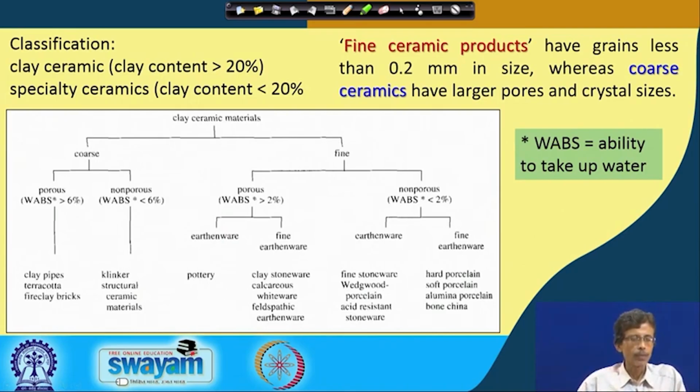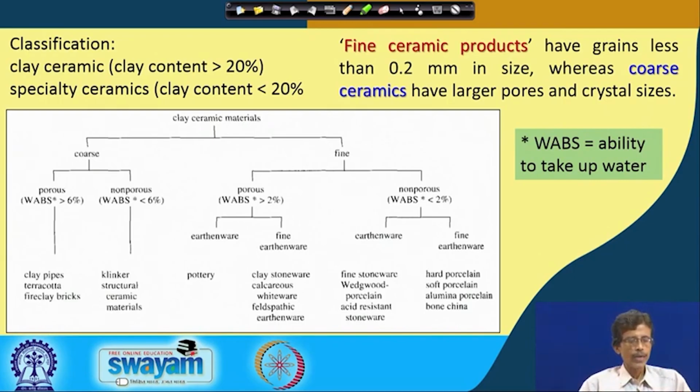You can consider it a porous material, or otherwise it will be a non-porous material, though the size of the particles is above 0.2 millimeter, which we have defined as the quartz clay ceramic material. So, the first category, the porous materials, are used as clay pipes, only the very rough category of these clay pipes, terracotta material, of which we know there are different types, and fire clay bricks, because the fire clay bricks are all of porous type.